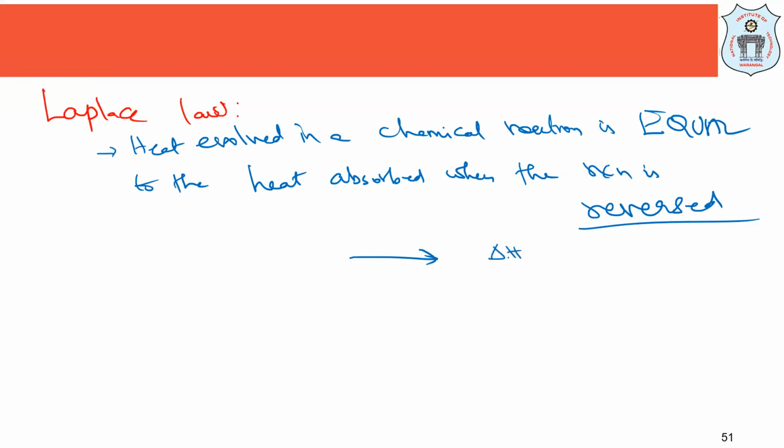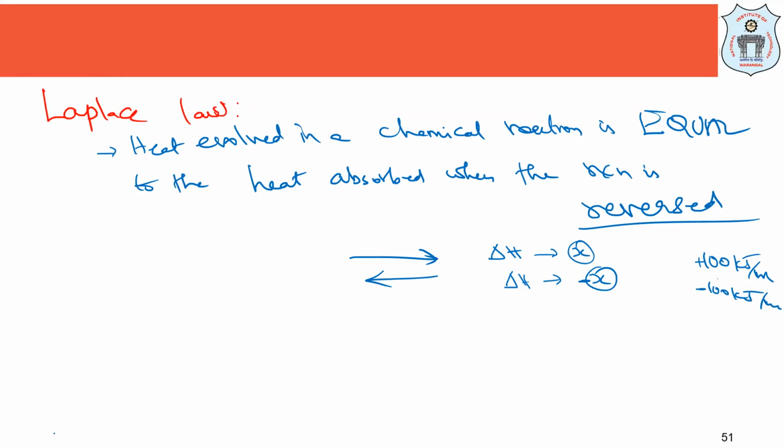If delta H is some X value, then during the reverse reaction the delta H will be minus X. Only that minus sign is used to represent that the direction is opposite. Okay, but the magnitude is same. If it is 100 kilojoule per mole, then in reverse also it is going to be 100 kilojoules per mole. For forward reaction, if it is plus, for reverse reaction it is going to be minus. That is the only difference. That's what Laplace law says.